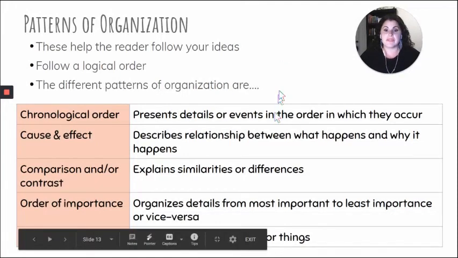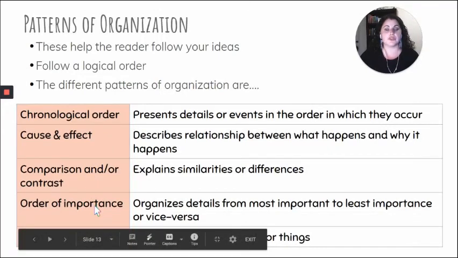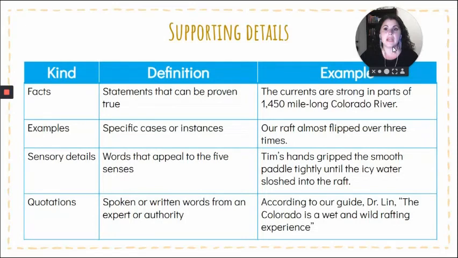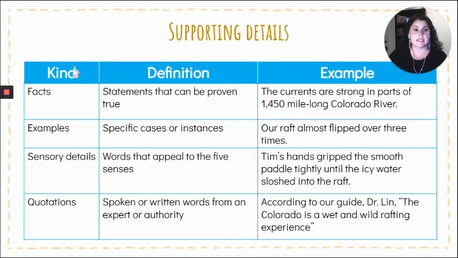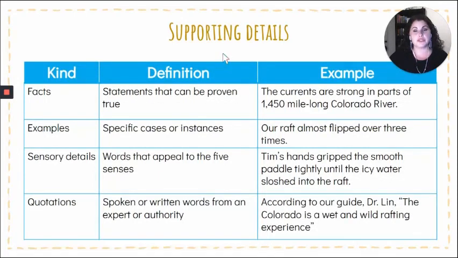Here I have the different definitions for each one of them, and they're very simple. Chronological means details or events in order. Cause and effect, relationship with things. Comparison is similarities and differences. Order of importance, from most important to least important, and vice versa. And spatial order, where things are. Also, I have my supporting details, and these go along with my patterns of organization. I have facts, examples, sensory details, and quotations. And remember, you can pause the video to take notes, etc.